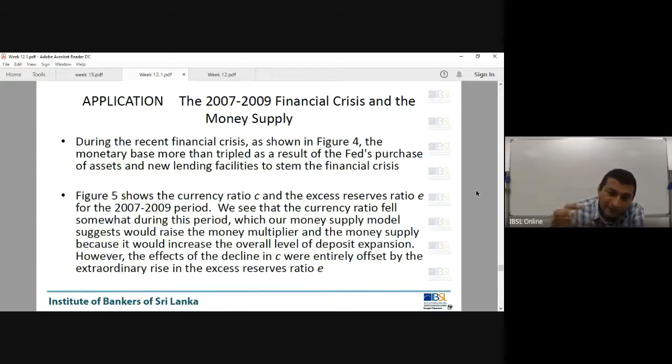Right? In our money supply model that we looked at, the reduction in small c would raise the multiplier, because the numerator, 1 plus c, is reduced, and the denominator, r plus e plus c, also gets reduced. Okay, the money supply increases, because it increases the overall level of deposit expansion.